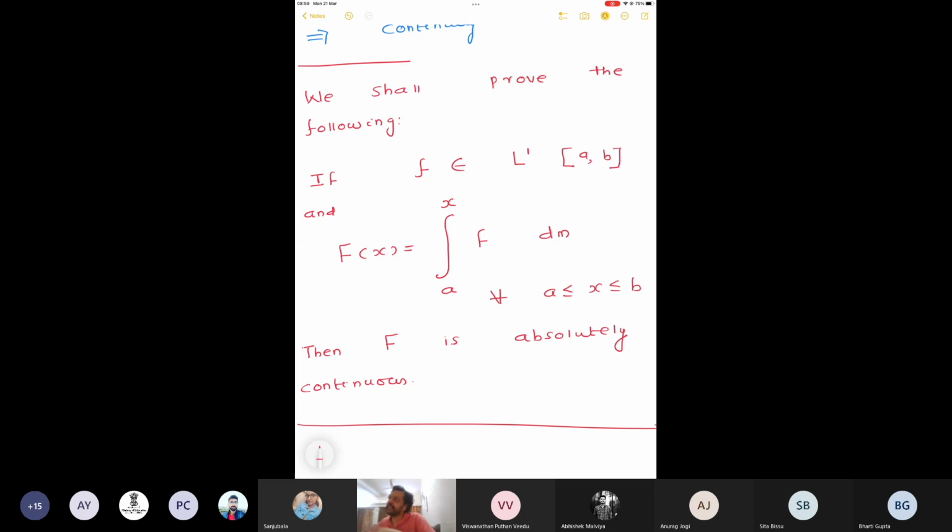Now, later, after proving this result, we shall in fact prove that these are the only possible ways in which absolutely continuous functions arise. In other words, if a function is absolutely continuous, you can write it as the integral of an L1 function. Are you getting me?